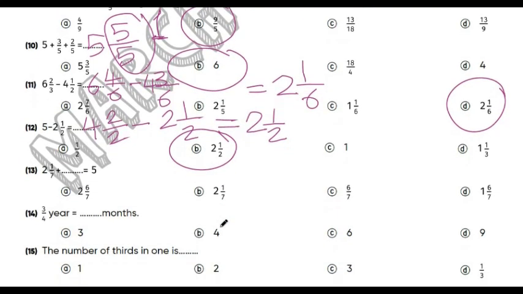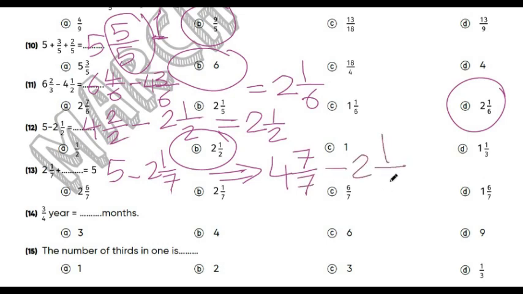Okay, the next question, we will subtract again: 5 minus 2 and 1 over 7. So like we did in the previous example, we will convert this 5 into a mixed number. So it should be 4 and 7 over 7 minus 2 and 1 over 7. So the answer will be 2 and 6 over 7, which is letter A.